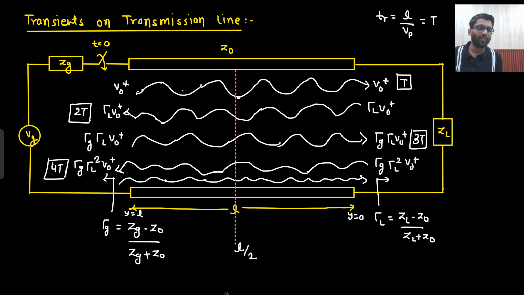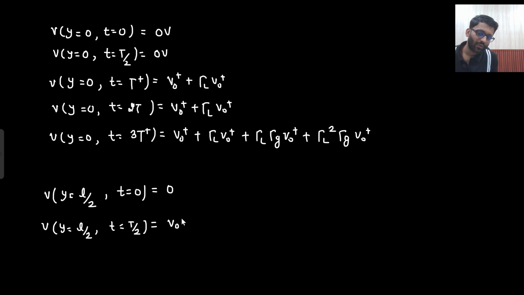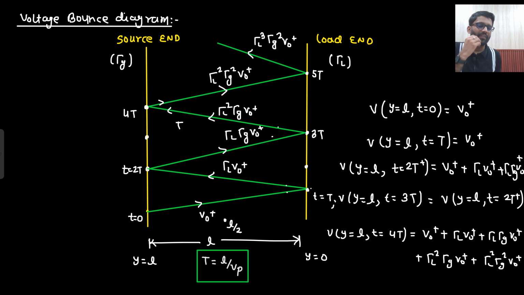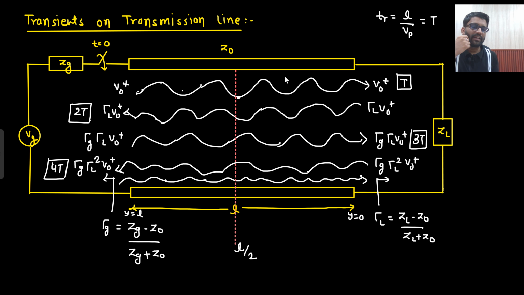So at T by 2 time you will have V0 plus. Initially you have 0 voltage, but at t equals T by 2, you have V0 plus here. Only the incident wave is there. And if I ask you the voltage at length L by 2 and time t equals T, what will be the voltage? V0 plus only. Why is that so? Because V0 plus traveled and reached here at time T. The reflected wave will be coming here at what time?